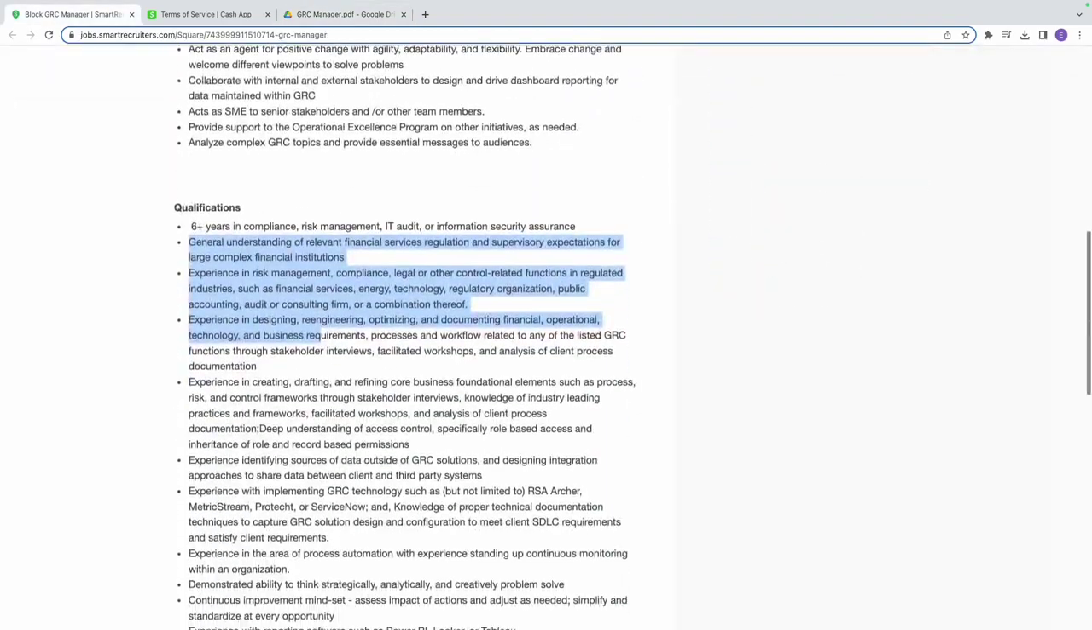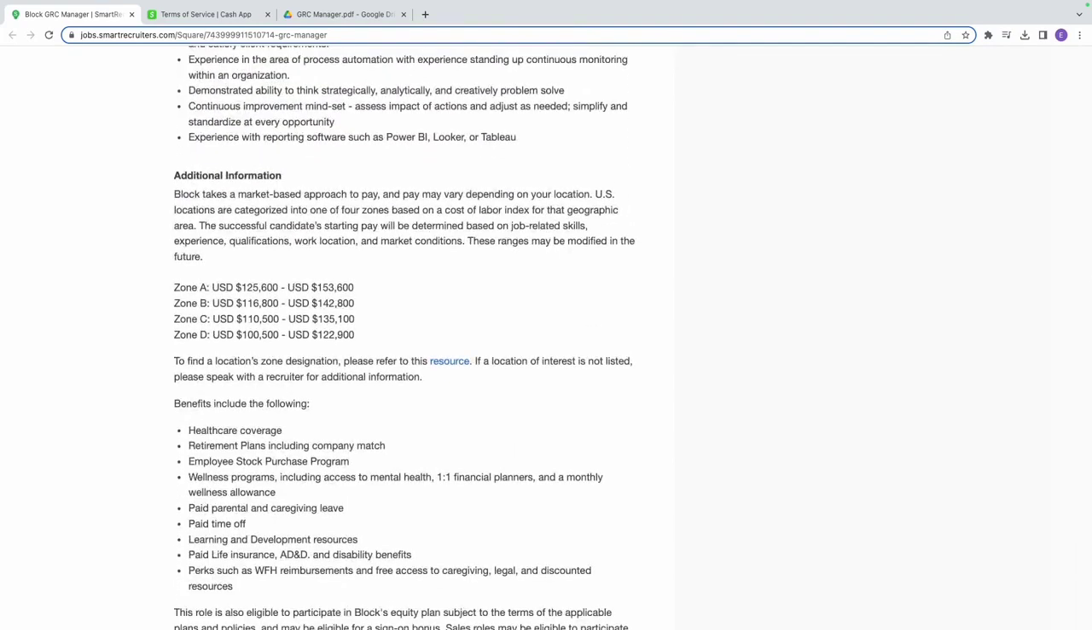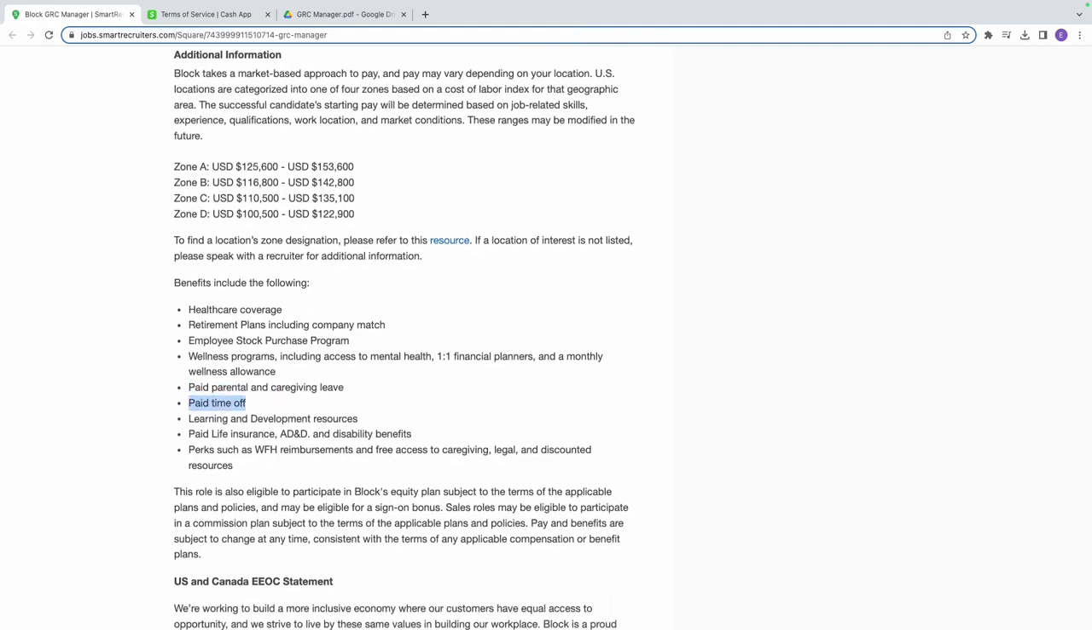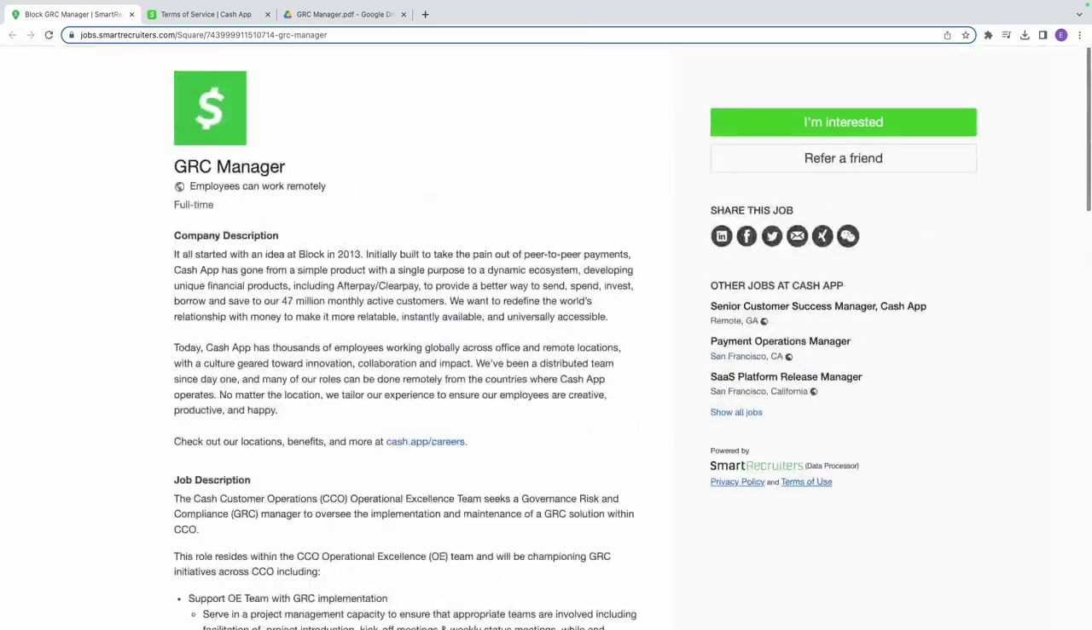Now, let's look at how much they are paying for this role. Take a look at it. The minimum is $100,000. Minimum. Can you imagine that? That's the minimum. And look at the benefits here: health coverage, retirement plan, employee stock purchase program, wellness program, paid parenting and caregiving leave, PTO, and so on. So many benefits that you start to gain when you get this job.